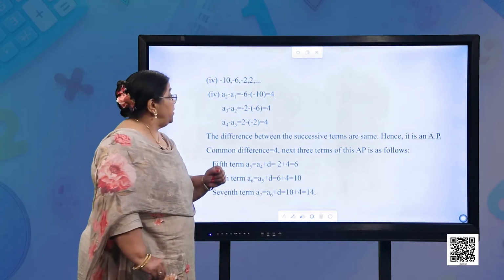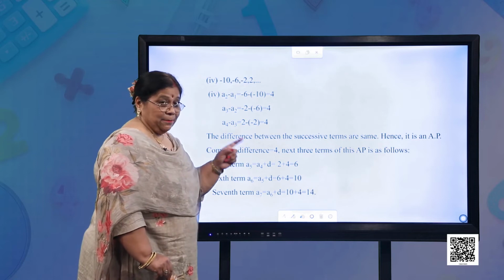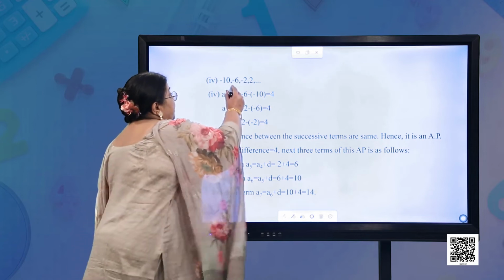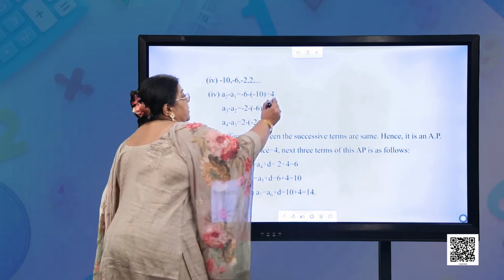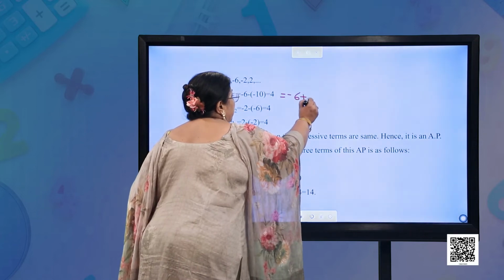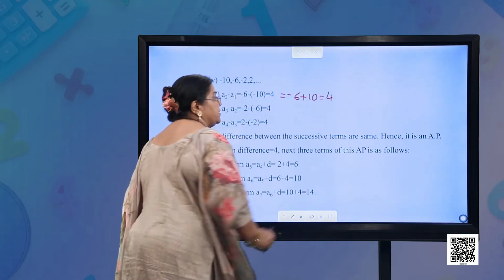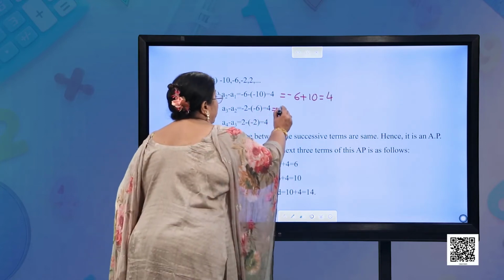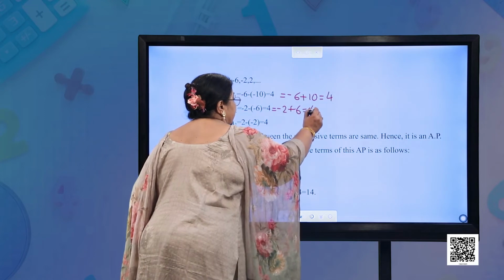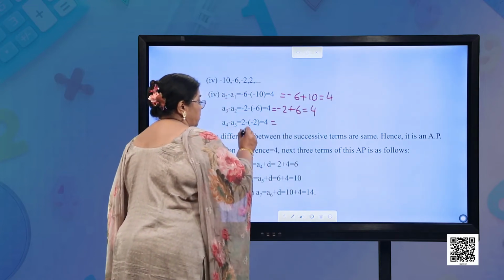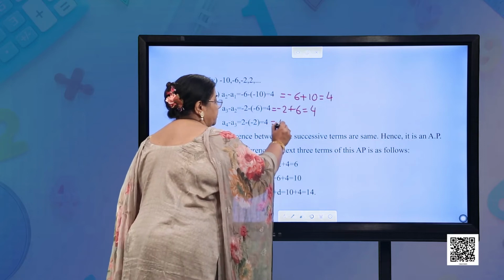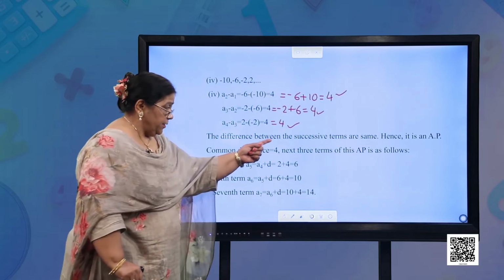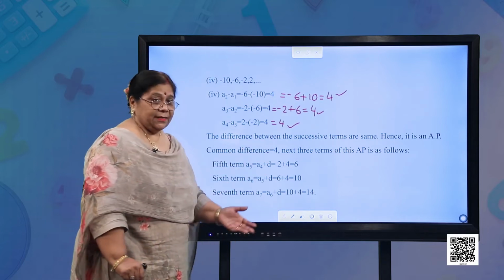Here we have very interesting minus 10, minus 6, minus 2 and plus 2. So, what is A2 minus A1? Minus 6 minus of minus 10, that gives me minus 6 plus 10, that is equal to 4. Sign of bigger number, 10 is positive, so 4 is also positive. Here we have minus 2 plus 6, that is again 4, and 2 minus of minus 2 is again 4. Alright, so what do you notice? We notice that difference between the successive terms are same, hence it is an AP.